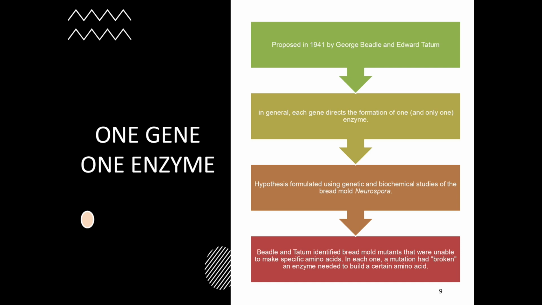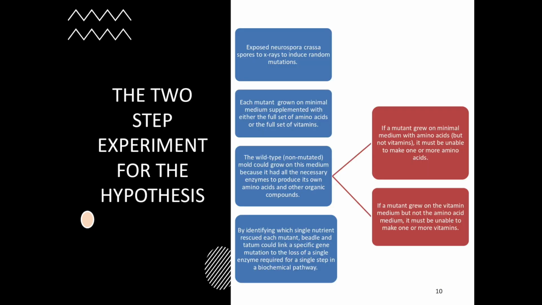Now, let us discuss the one-gene one-enzyme hypothesis, proposed in 1941 by George Beadle and Edward Tatum. This hypothesis states that, in general, each gene directs the formation of one enzyme. They identified bread mold mutants that were unable to make specific amino acids because a mutation had broken a necessary enzyme.